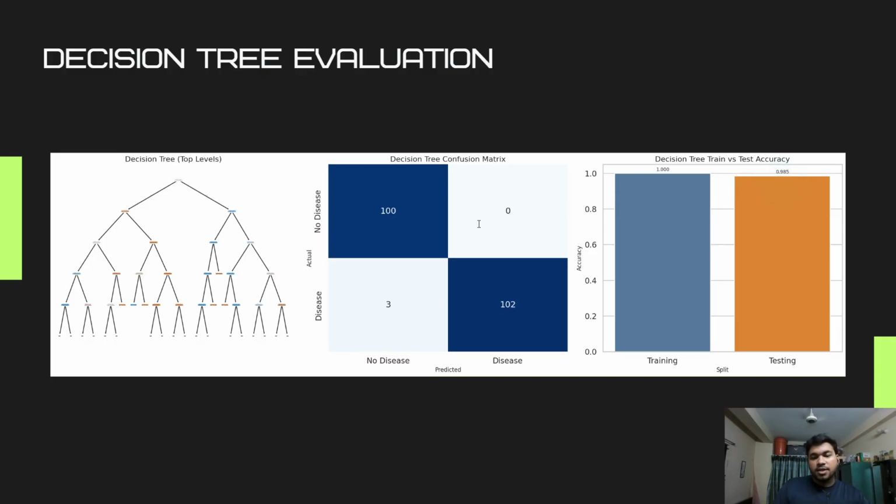So now let's look at the decision tree model first. Decision tree works by recursively splitting the data into smaller regions based on feature conditions. From the visualization, we can see that the tree becomes quite deep and complex, but the model achieved 100% training accuracy and 98.5% testing accuracy. Although the accuracy is very high, this also indicates a risk of overfitting. The tree memorized many training patterns very closely, which can reduce robustness on unseen data.